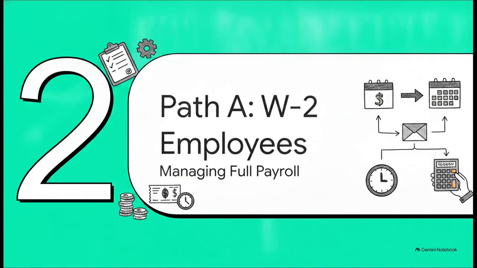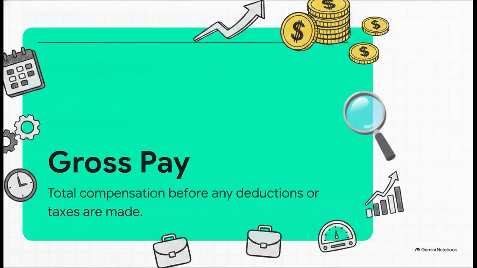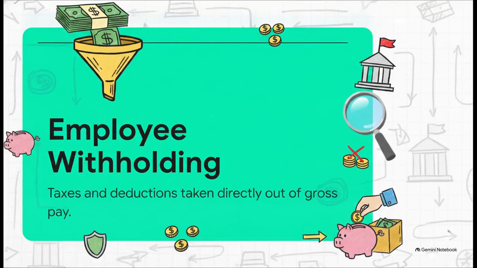So let's say your worker is an employee. That brings us to Path A, W-2 employees and managing the full payroll process. When you run W-2 payroll in QuickBooks, you really have to understand the anatomy of a paycheck, and that whole process starts with gross pay. This is their total compensation. We're talking salary, hourly wages, overtime, bonuses, commissions, the whole shebang. The key thing to remember is that this is the top line number, calculated before a single penny of taxes or deductions gets touched.